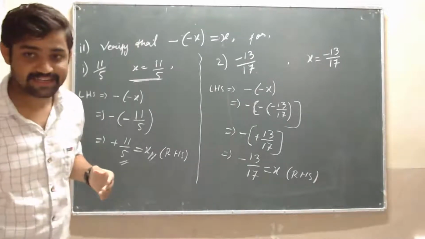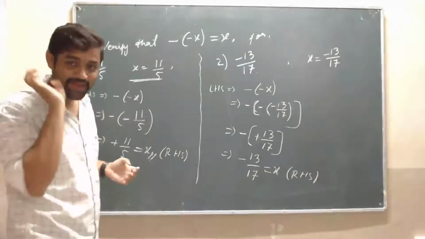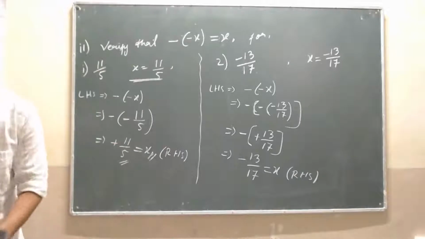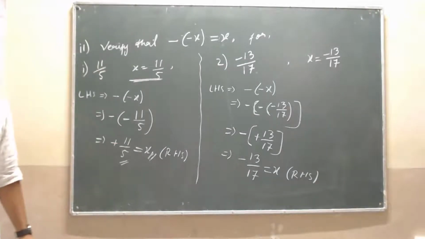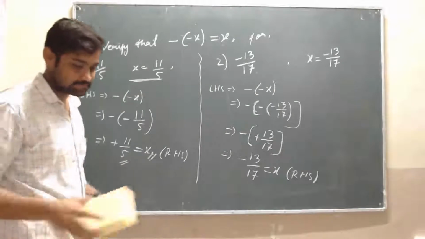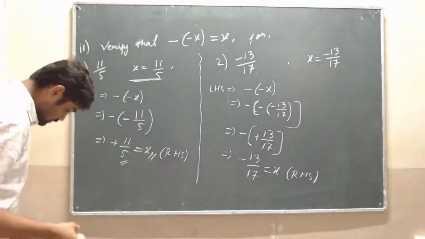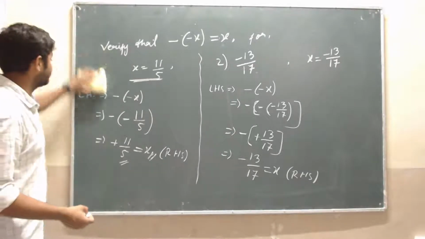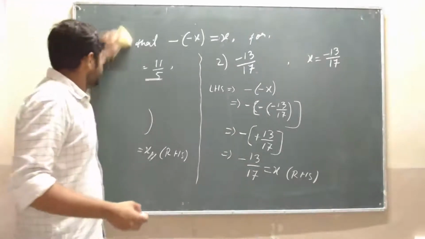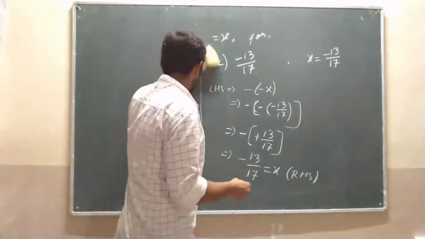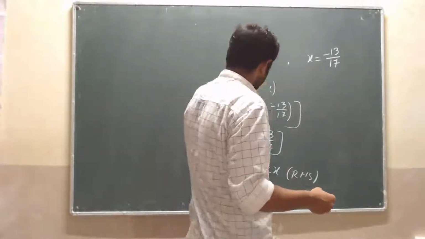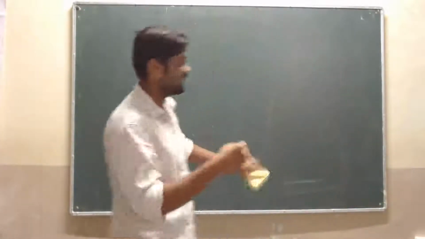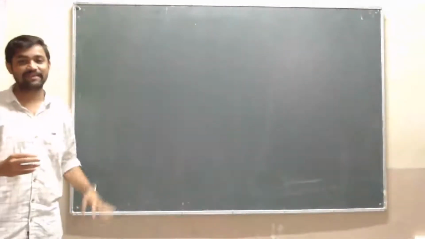Yes, many of them answered correctly: Ravi Pawar and Ryder. Minus 13 by 17, yes. Next, let us move to the next question. That is, we have to find the multiplicative inverse. Do you know what a multiplicative inverse is? Yes, sir. Reciprocal is called the multiplicative inverse.